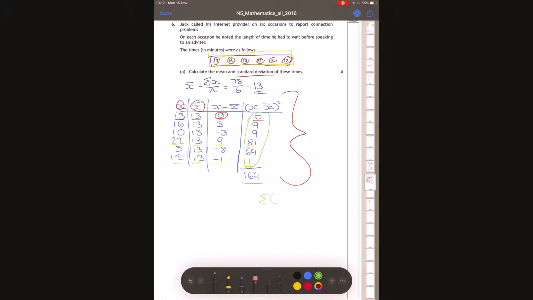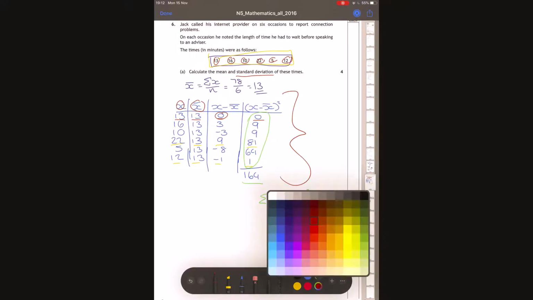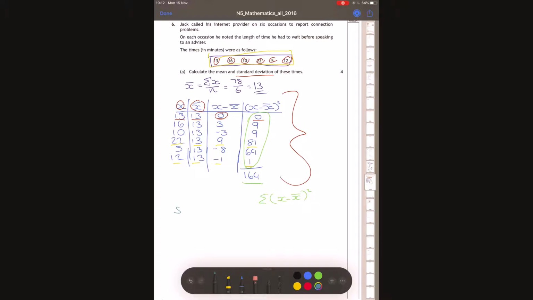is sigma x minus x bar squared, which is what we need, because if we take one of the versions of our standard deviation formula, then we know that s, the standard deviation, is equal to the square root of sigma x minus x bar squared over n minus 1. So we can just substitute this value right into here. So s equals the square root of, what's our sigma x minus x bar squared? Well, 164, over n minus 1, so n is 6, because we have 6, minus 1 is 5.